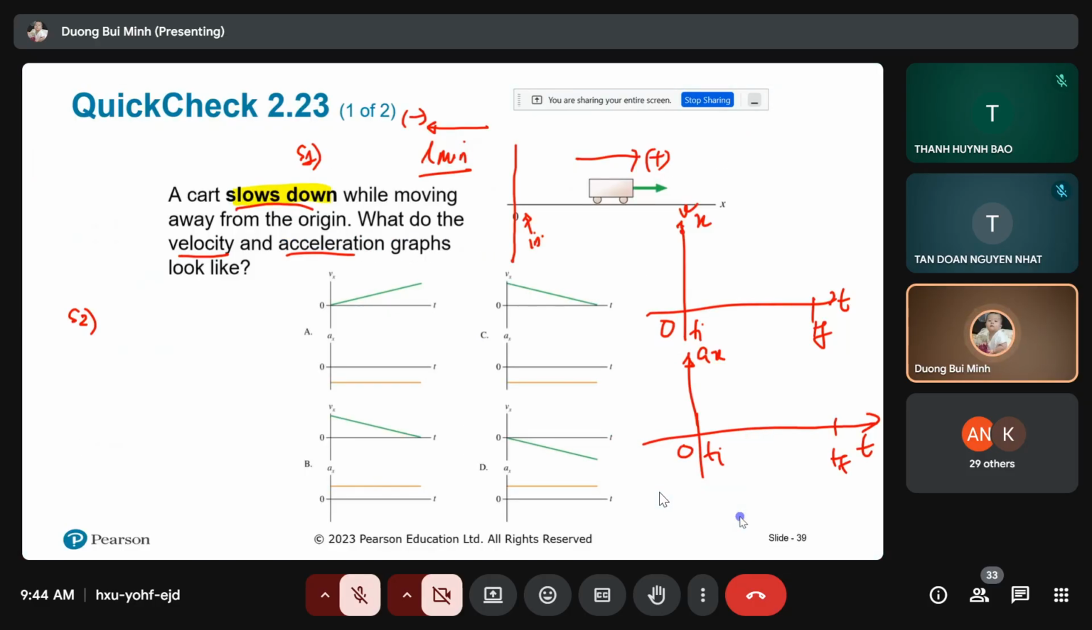Okay, so now we have the initial point, and somewhere here, this is the final point.